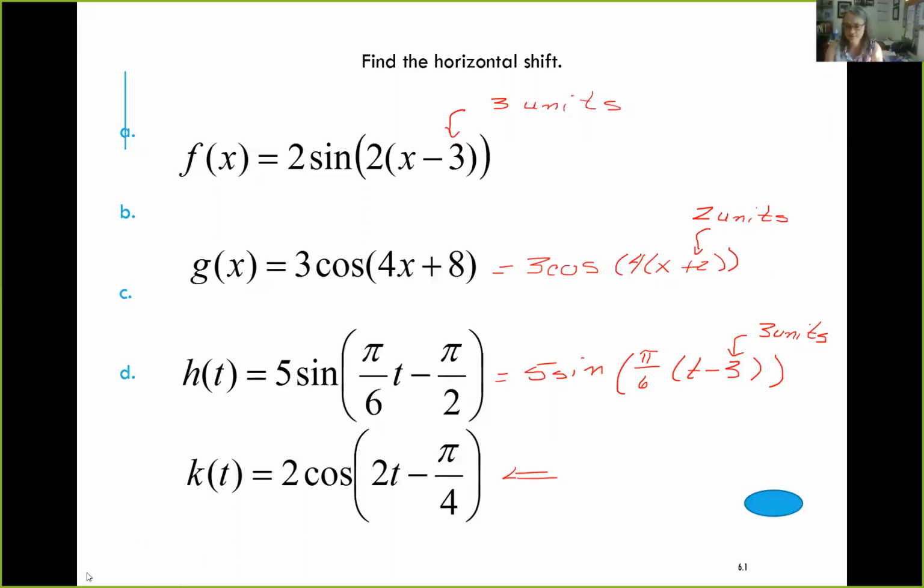And this one, put it in standard form, which means factor out whatever is multiplying your variable inside your parentheses. And we have a shift of pi over 8 units. Play around with Desmos and graph these for yourself. And I'm going to leave you with one last exercise.